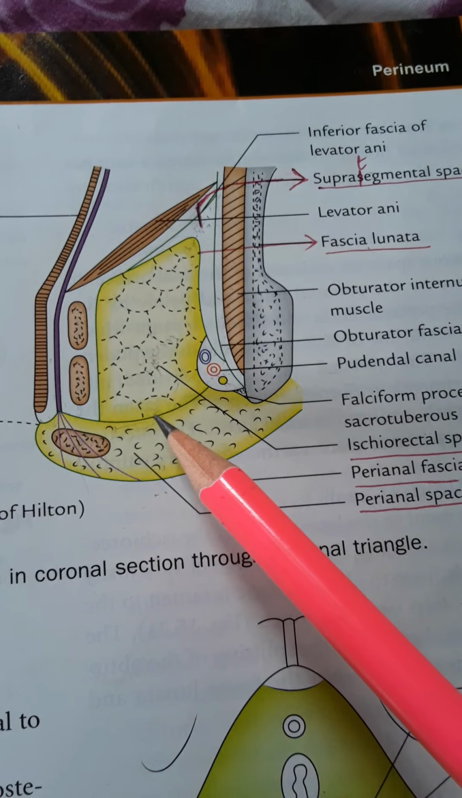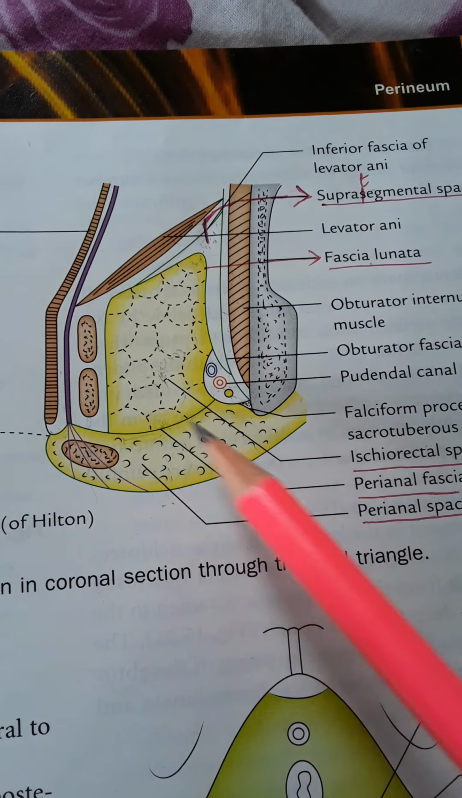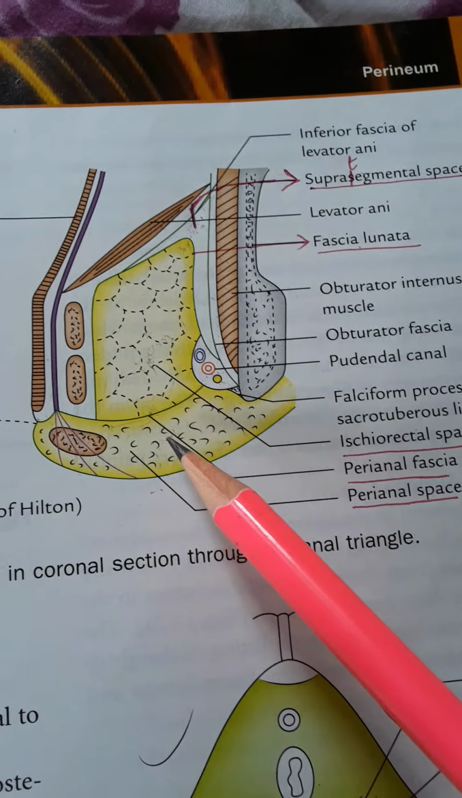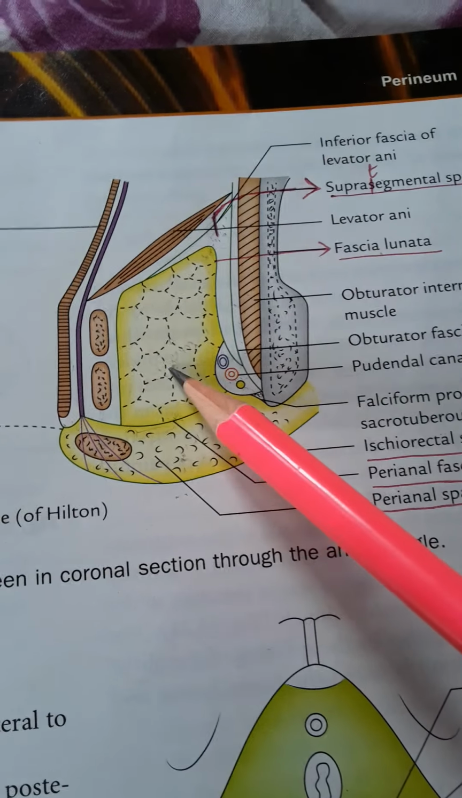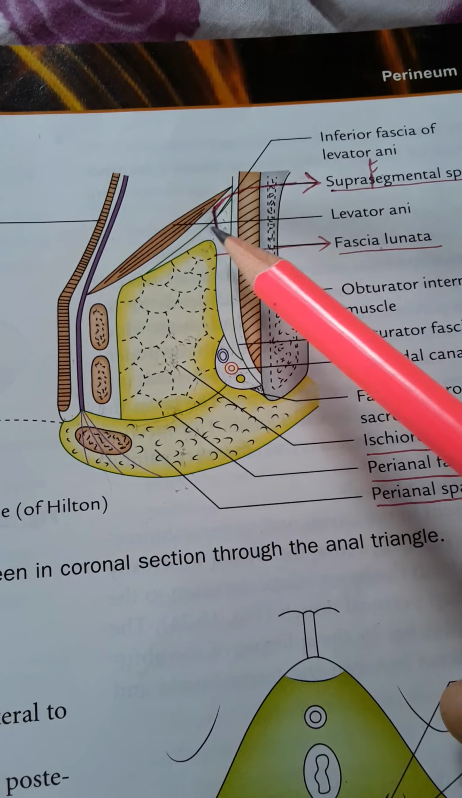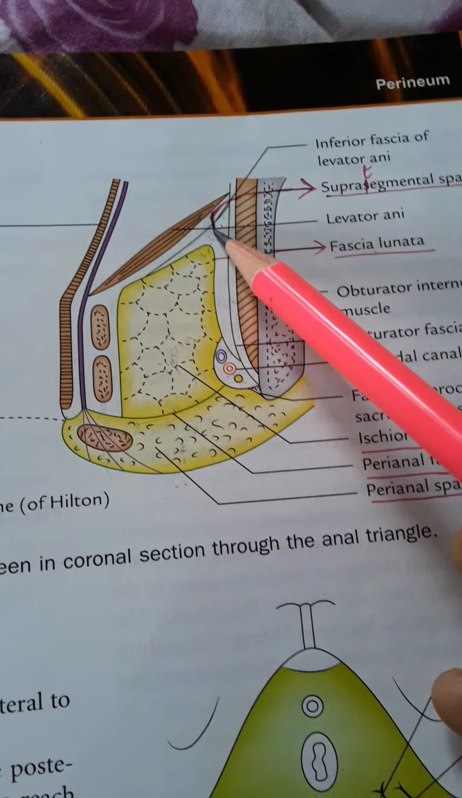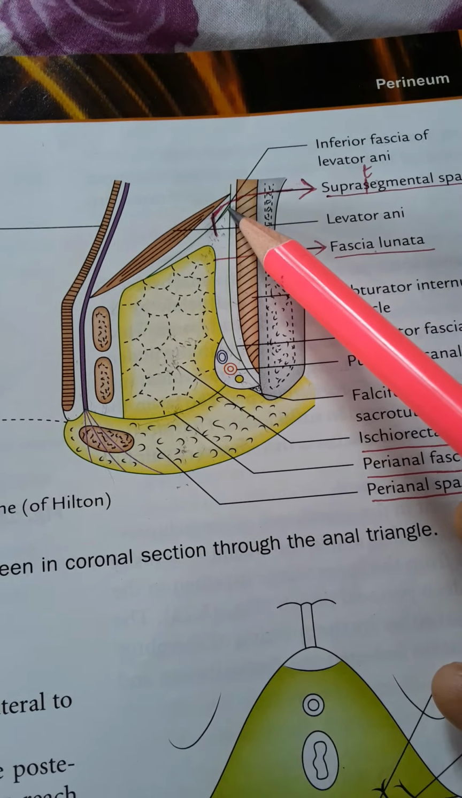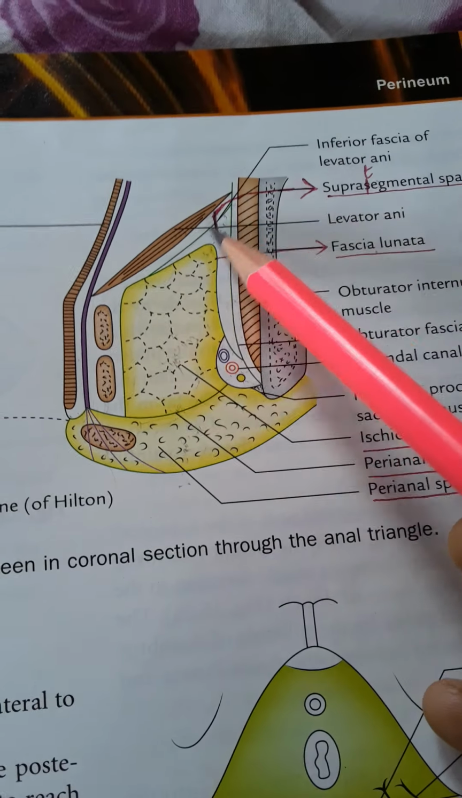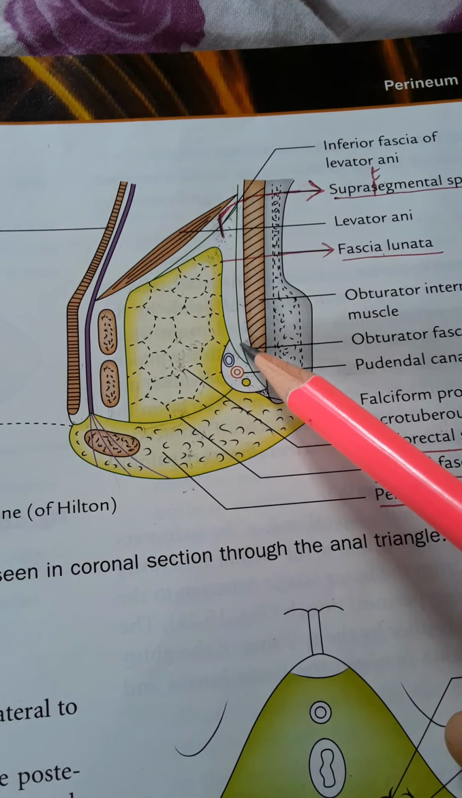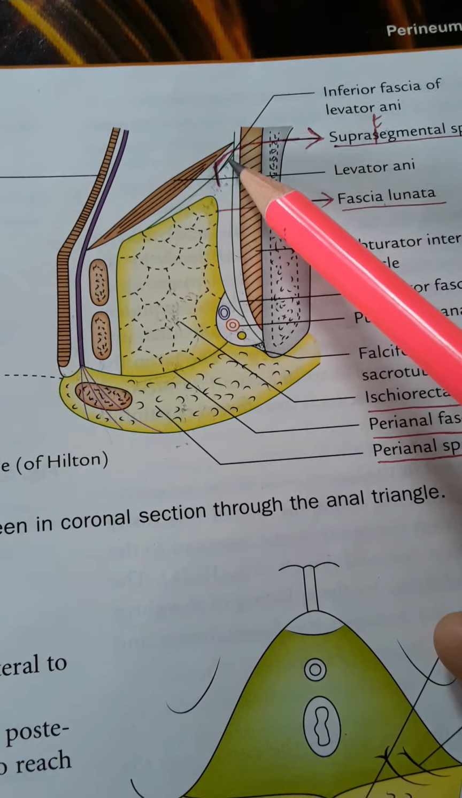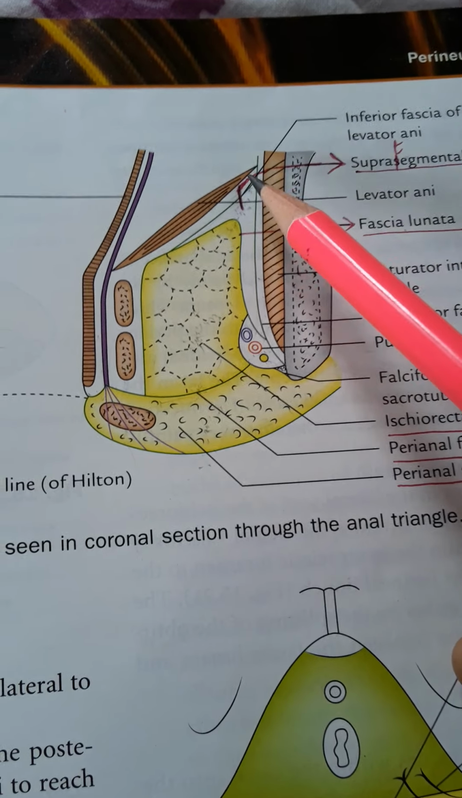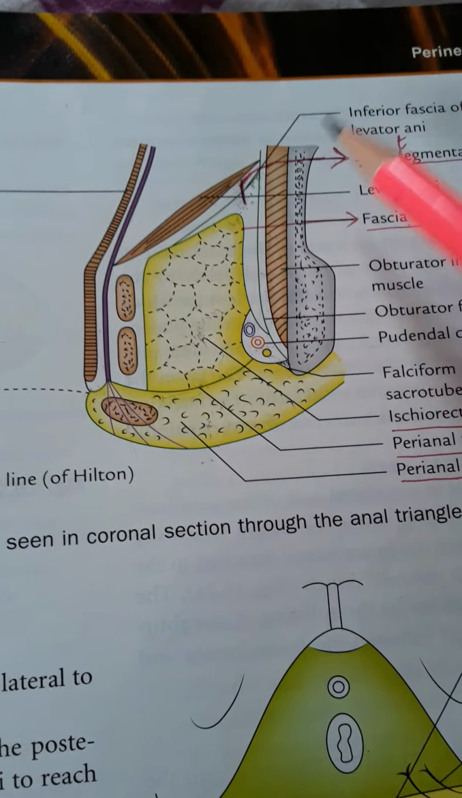The part of the ischiorectal fossa between the lunate fascia and perianal fascia is called the proper ischiorectal space. And the part of the ischiorectal fossa between the perianal fascia and skin is the perianal space. So three subdivisions are there: perianal space, proper ischiorectal space, and the suprategmental space. This is the apex of the ischiorectal fossa. The apex is usually closed by the fusion of the obturator fascia and anal fascia. If an abnormal opening is present here, that opening is called the hiatus of Schwalbe.